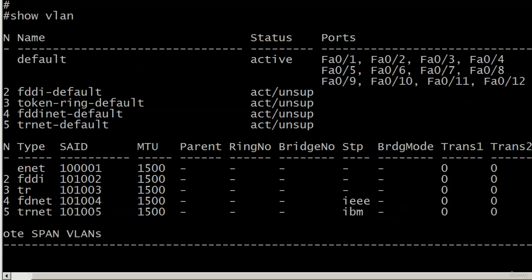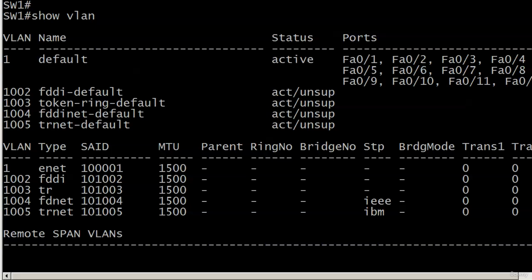And you can see here again that all of our ports are in VLAN 1 by default. Now, you've got 4 other VLANs here that I would note, 1002 through 1005. These are also default VLANs. We have 5 default VLANs on our switch.